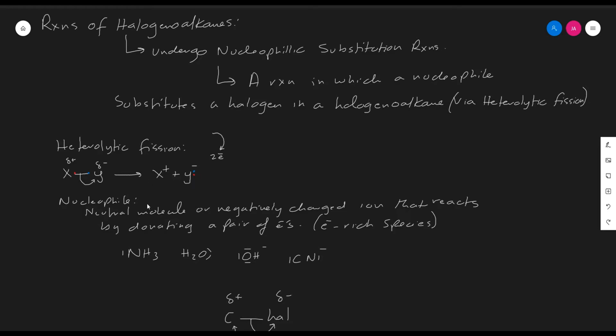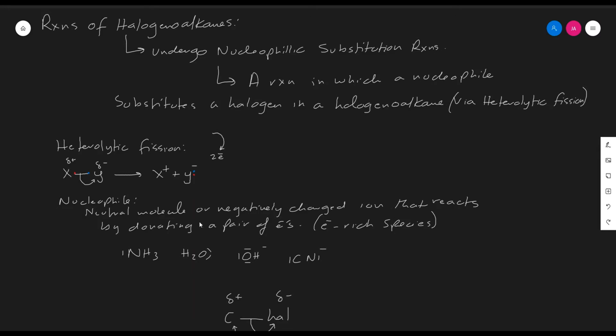A nucleophile, on the other hand, is a neutral or negatively charged ion that reacts by donating a pair of electrons. Thus, a requirement of a nucleophile is to have a pair of electrons which it can donate, and thus they are considered electron-rich species with high electron density. Thus, these species would be attracted to regions of low electron density that have a formally positive or partially positive charge.